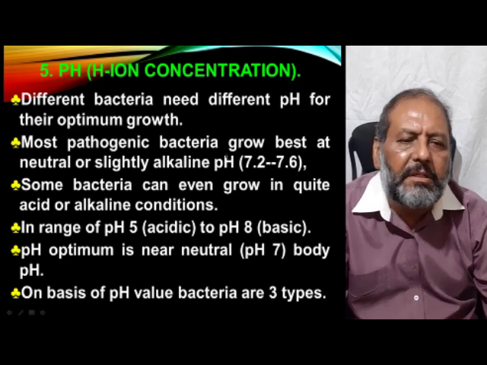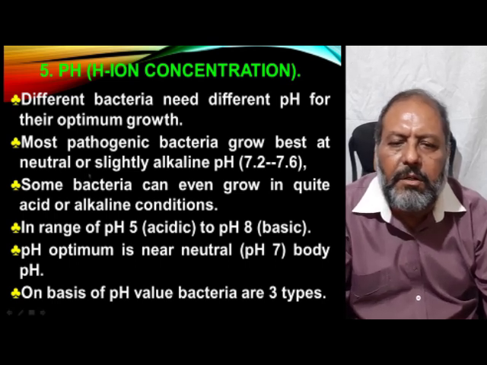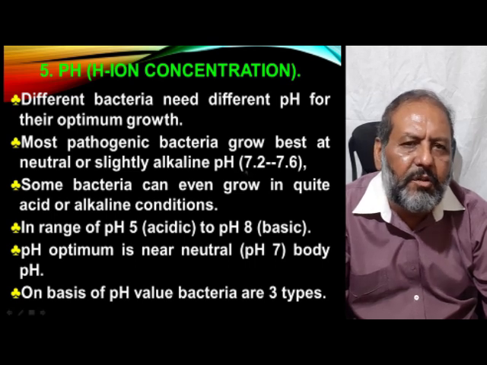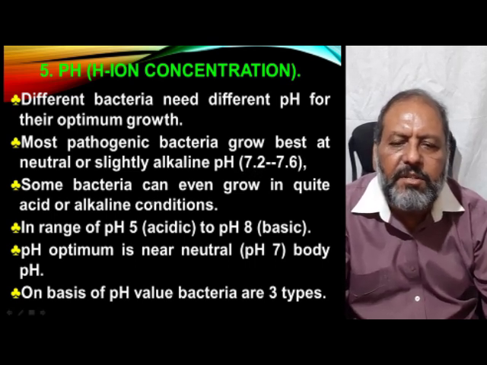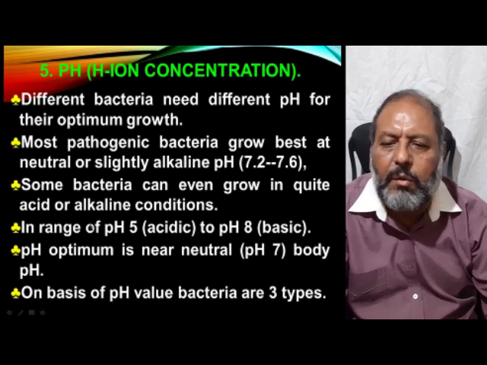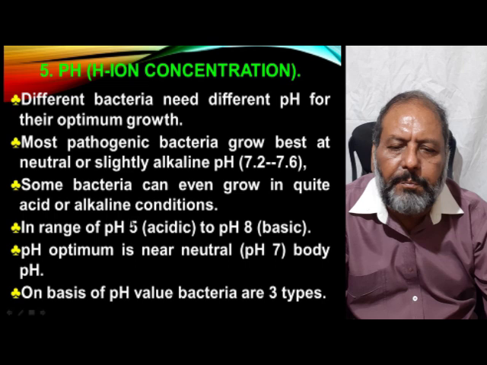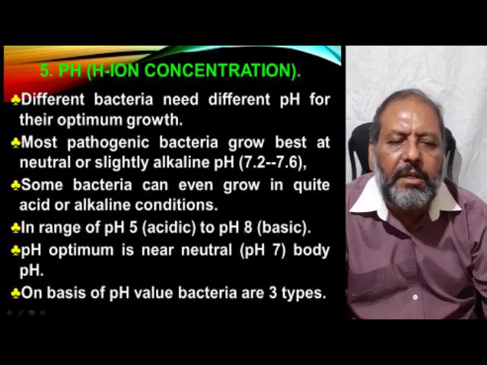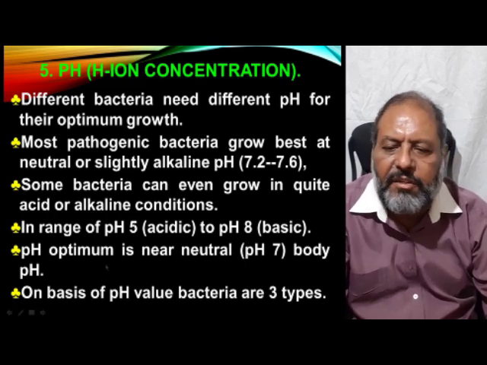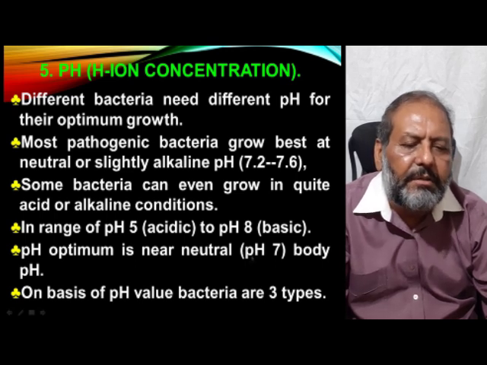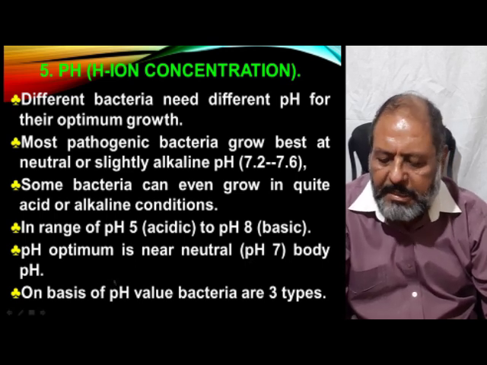Most pathogenic bacteria grow best at neutral or slightly alkaline pH, that is the pH of the human being, 7.5 to 7.6. Some bacteria can even grow in quite acidic or alkaline conditions, in the range of pH 5, acidic, to pH 8, basic. The pH optimum is near neutral, and near neutral is pH 7, or the body pH.